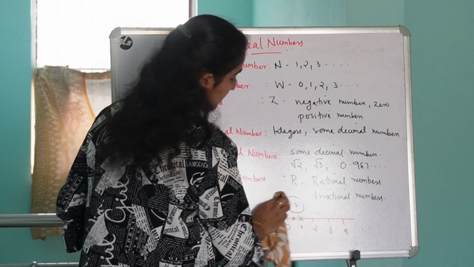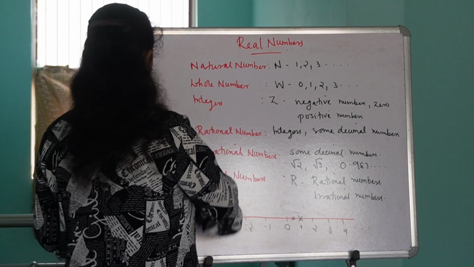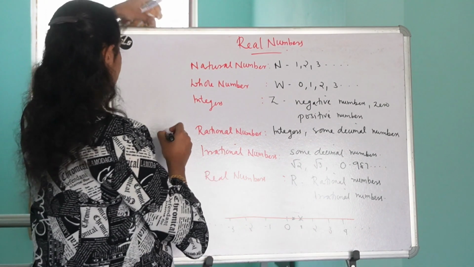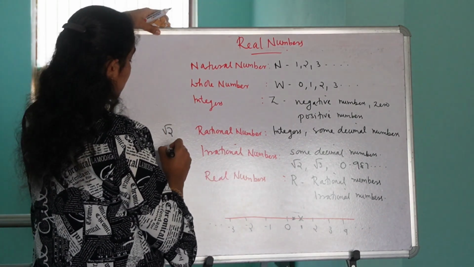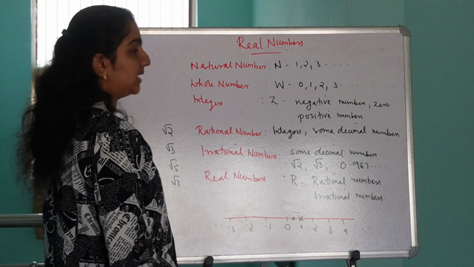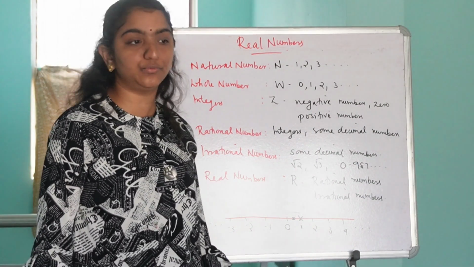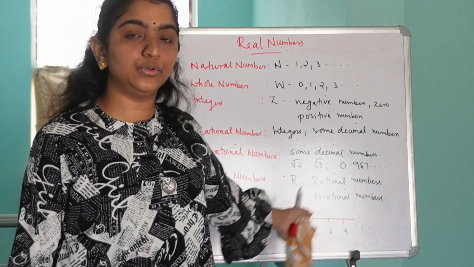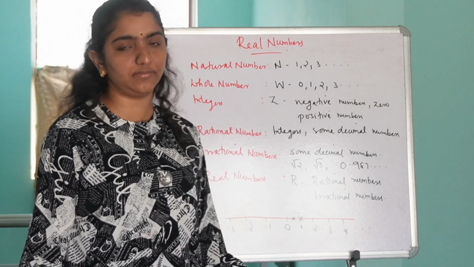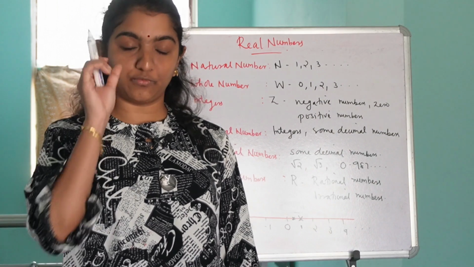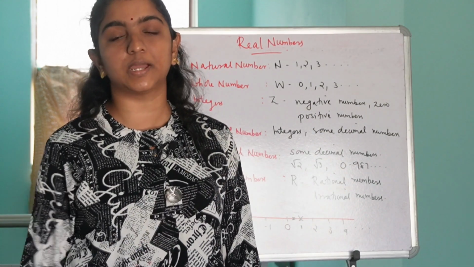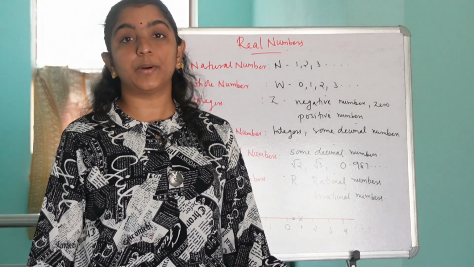Suppose you are asked to find the point representing real numbers like root 3, root 2, root 5, root 7, etc. How do you find the points representing these kinds of real numbers? Actually, it's very easy. For finding the point on the number line that represents these types of real numbers, we use Pythagoras theorem.